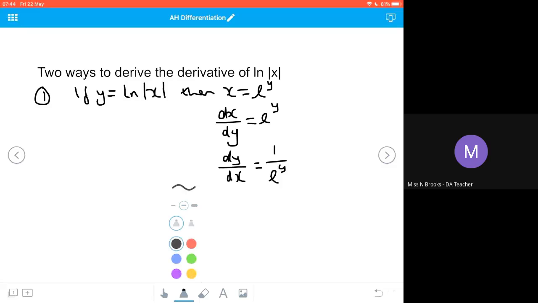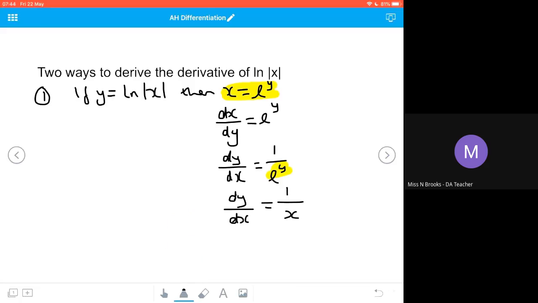Now, if we go back up to the top, we said that x equaled e to the power of y, and we want to represent our function with respect to x. So our final step is to say that dy by dx equals 1 over, and we're replacing that e to the y with the x, so it's 1 over x.